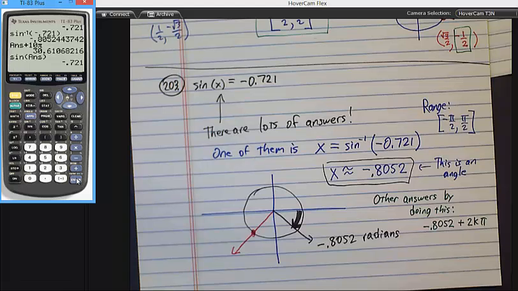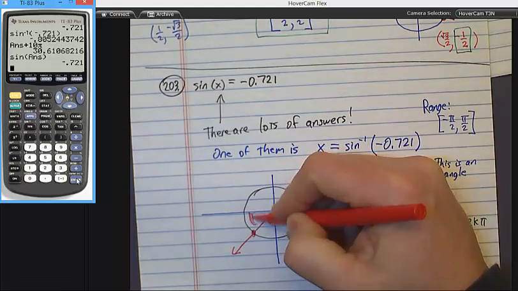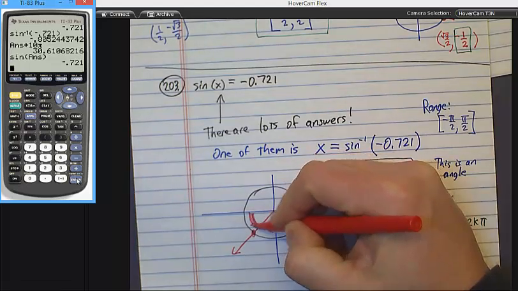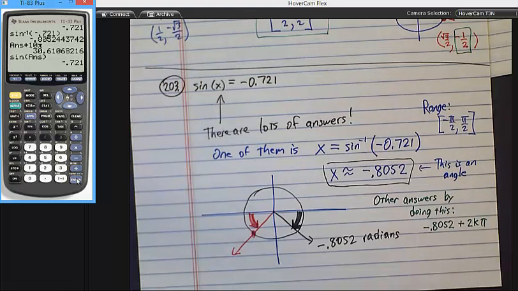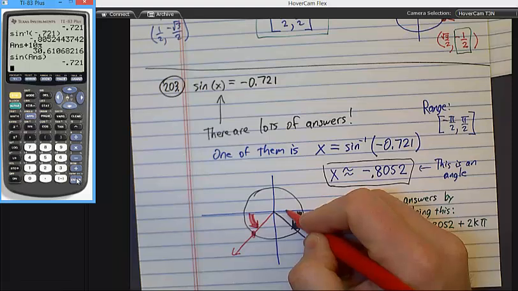Negative 0.8052 radians. That's what that angle is. Are you with me? Okay, watch this. Guess how many radians that is that I just drew? That's another positive 0.8052. Are you with me? But that's not really the whole angle that I need. I need this one. See if this makes sense to you.